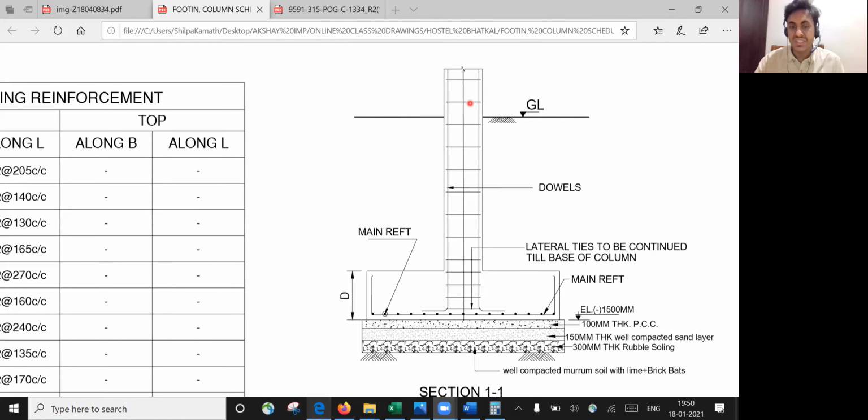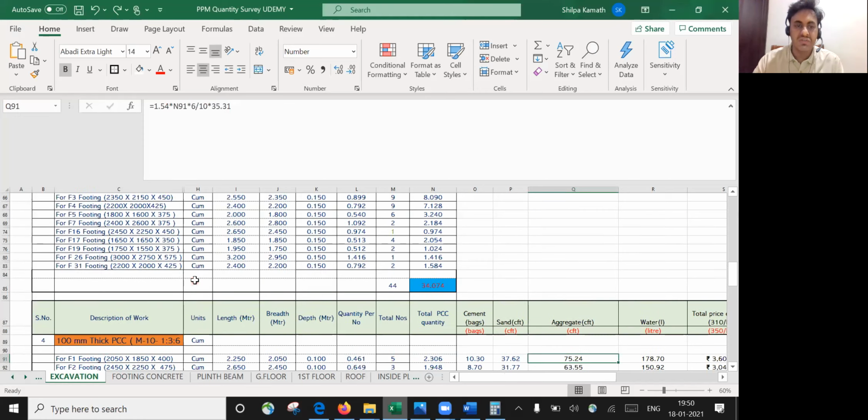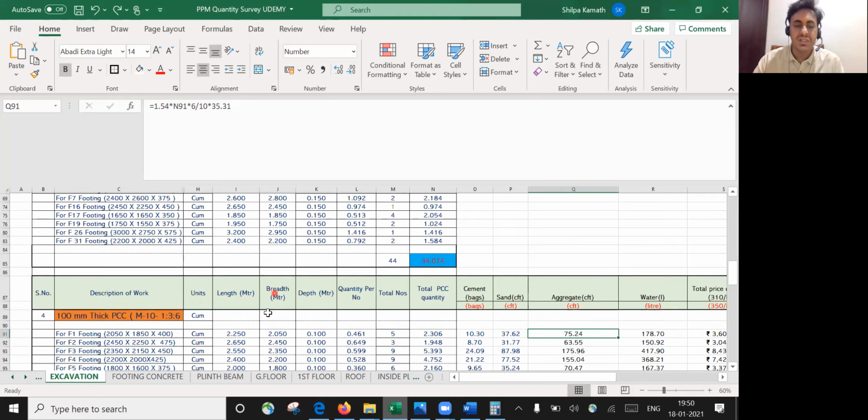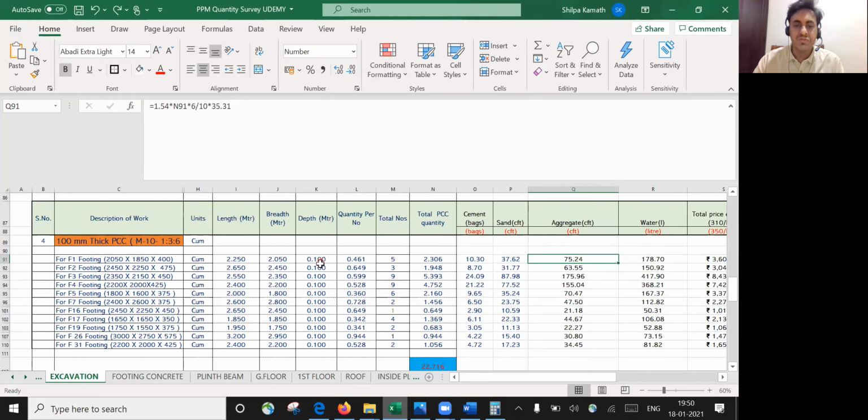Hello learners, in this lecture we'll try to find the PCC quantity of this particular drawing. You can see here the thickness of the PCC is 100 mm, as given. Directly copy and paste the length and the breadth, and the depth of the PCC will be 100 mm, as mentioned there.